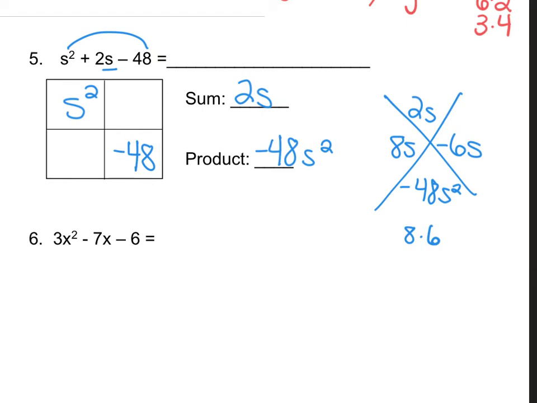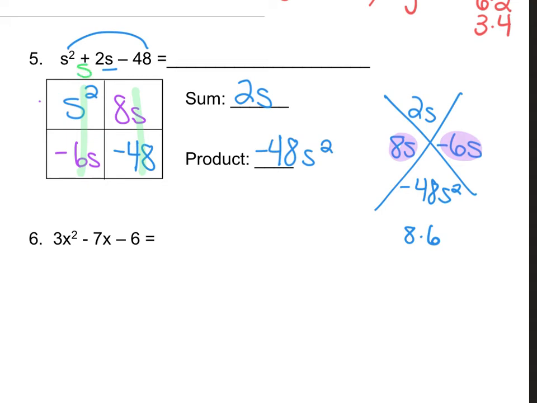Remember that these are the two that go in my box to complete my box so that I can finish factoring. So now I'm going to go to my row factor, or sorry, column factor first. You can row factor first if you want to. I just do it this way.